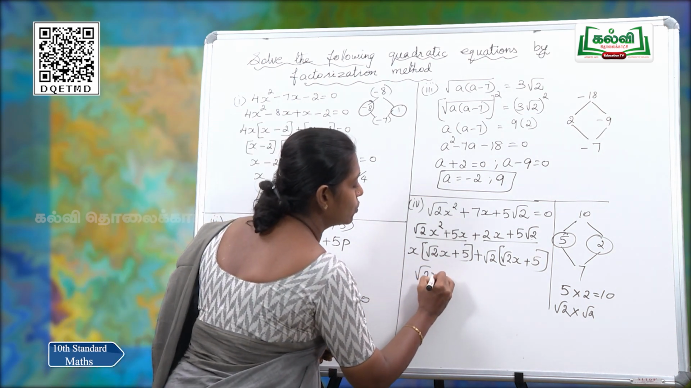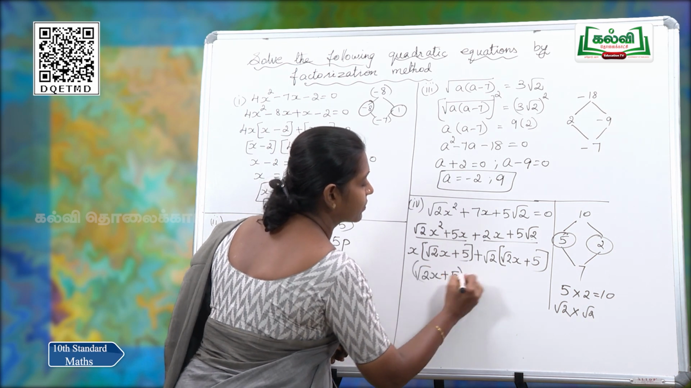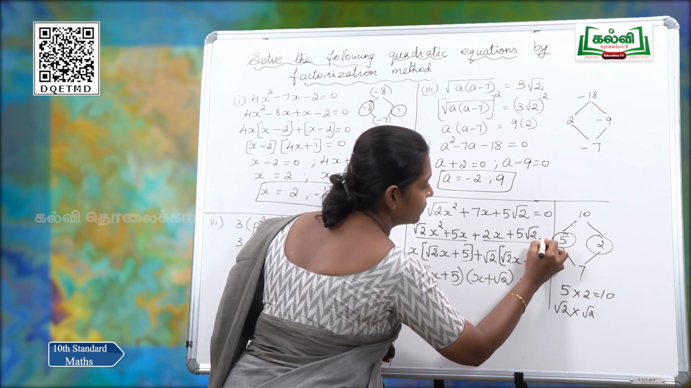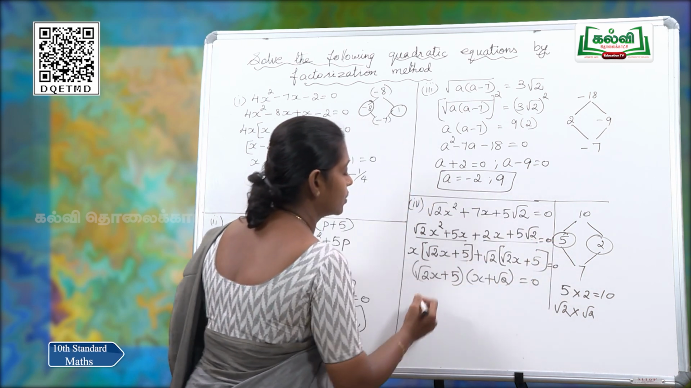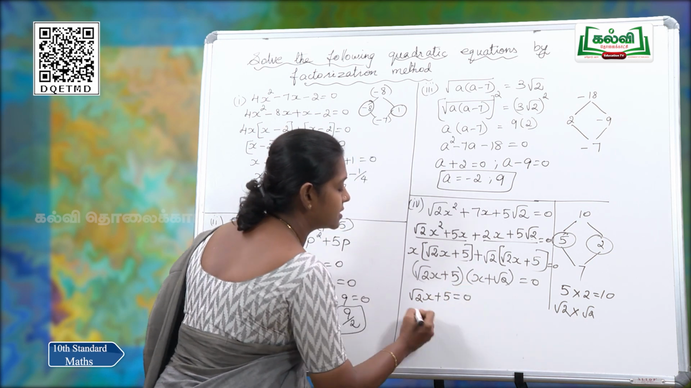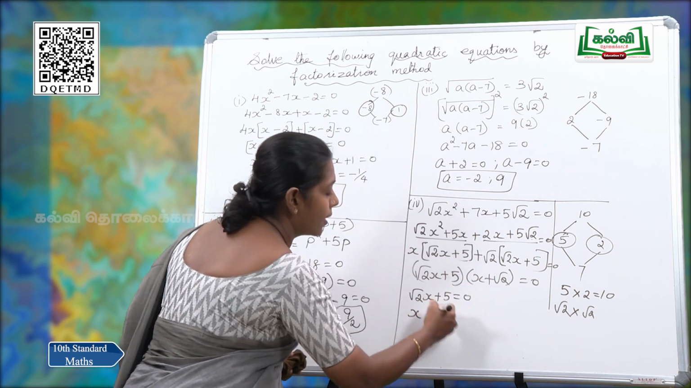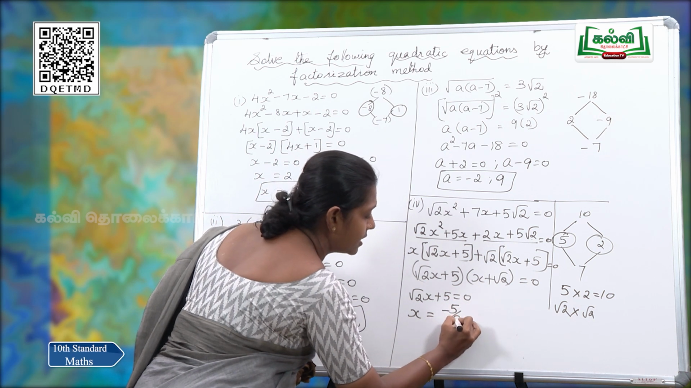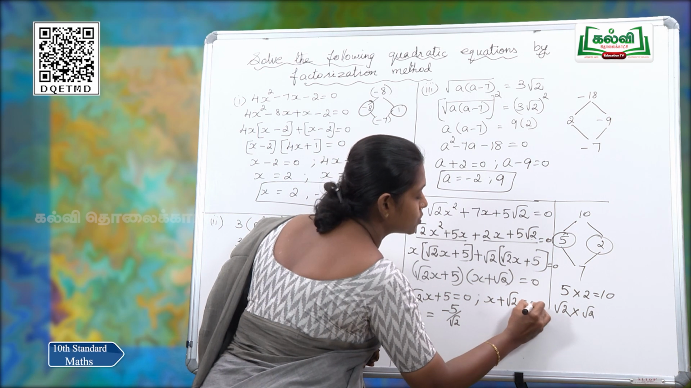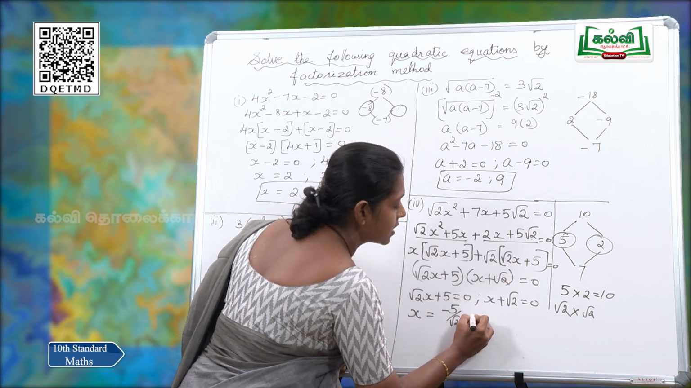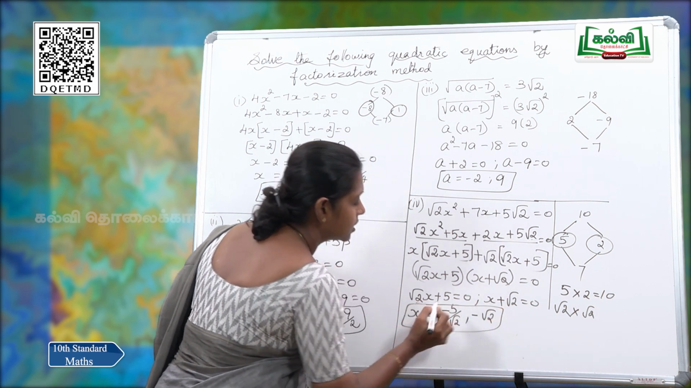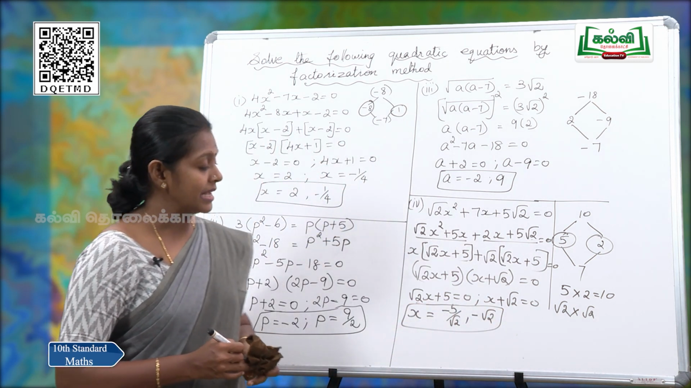Therefore, root 2 x plus 5 and x plus root 2 are the factors. Do not forget to put equal to 0. Then separate it. Root 2 x plus 5 equal to 0 means, what is the value of x? Minus 5 by root 2. If x plus root 2 equal to 0 means, x value is minus root 2. Therefore, you have got two values for x.